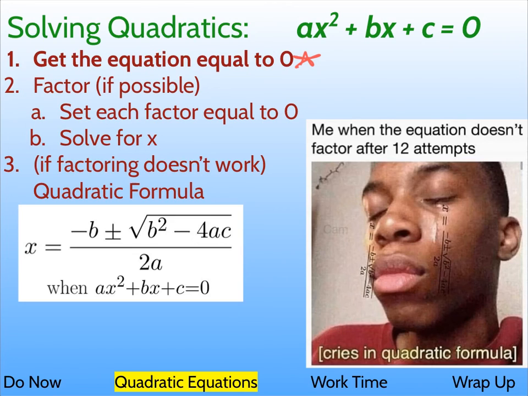And if factoring doesn't work, this is when you'd want to use the quadratic formula right here. And hopefully you all know the quadratic formula. You've heard it 1,000 times. Negative b plus or minus square root of b squared minus 4ac, all over 2a.